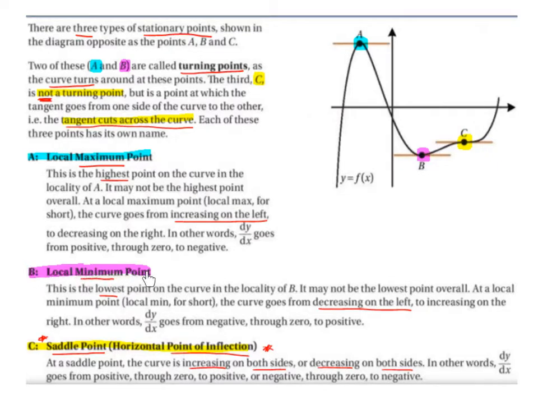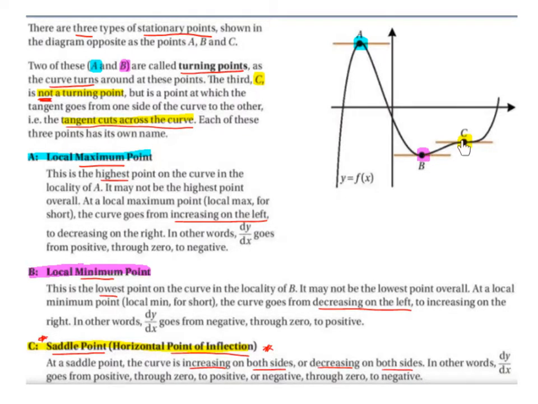B is a local minimum point. This is the lowest point on the curve in the locality of B. It may not be the lowest point overall. At a local minimum point, local min for short, the curve goes from decreasing on the left to increasing on the right. In other words, dy dx, the derivative, goes from negative through 0 to positive. So it's decreasing, then it has a slope of 0, and then it's increasing again.